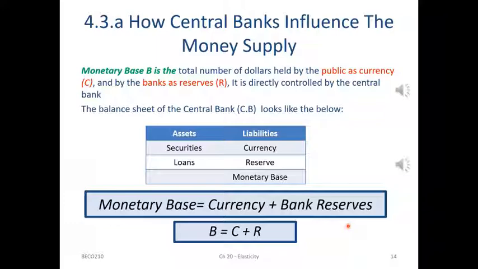The balance sheet of the central bank looks like the below. Under the assets, we have the securities and the loans. And under the liabilities, we have the currency plus the reserves, which is equal to the monetary base. So the monetary base is in general the currency plus the bank reserves, denoted by B equals C plus R.